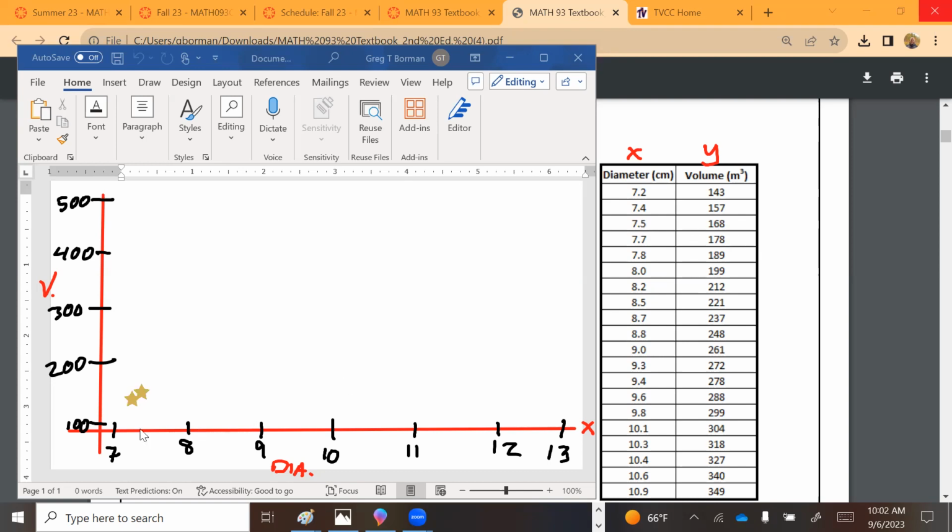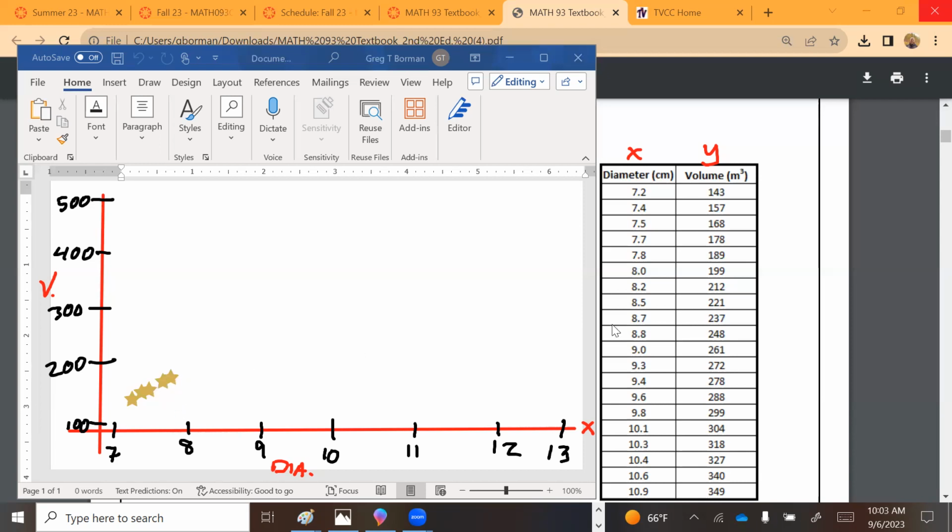Next is 7.5, 168. So now we are halfway between 7 and 8, and we're right about there. Then 7.7, 178. So 7.7 is going to be maybe about there, and then 178 is there. And then 7.8, 189.